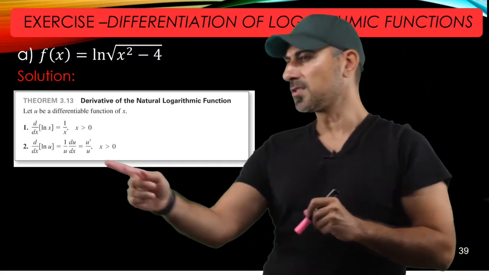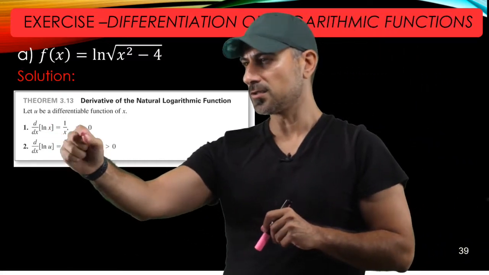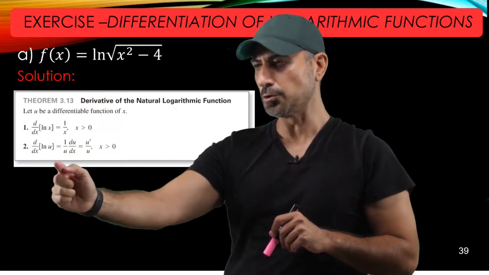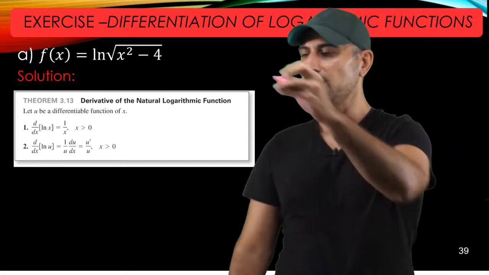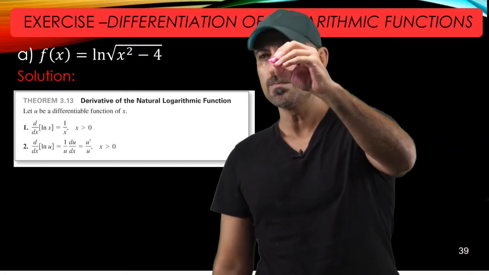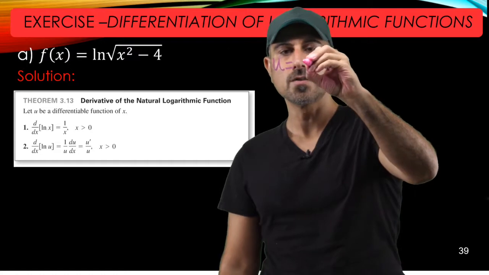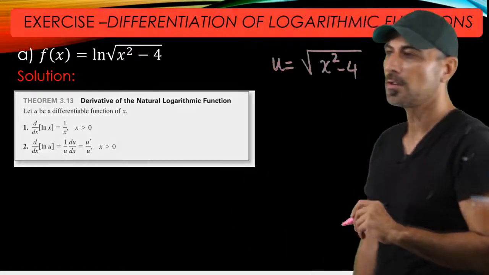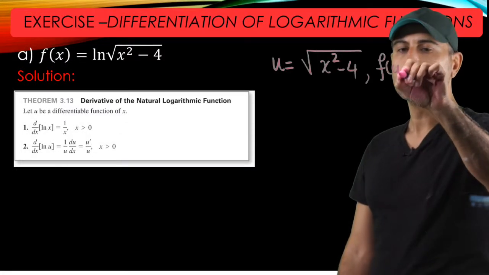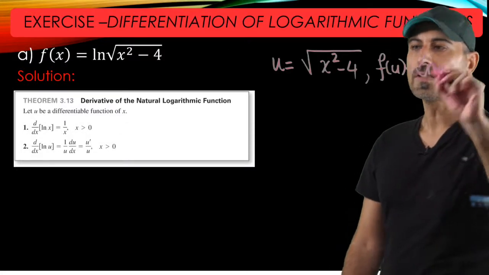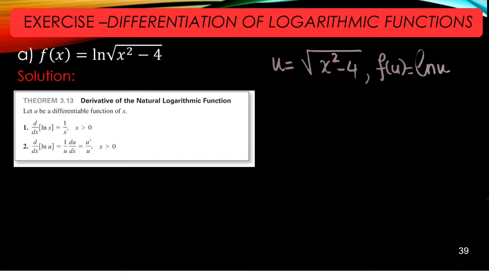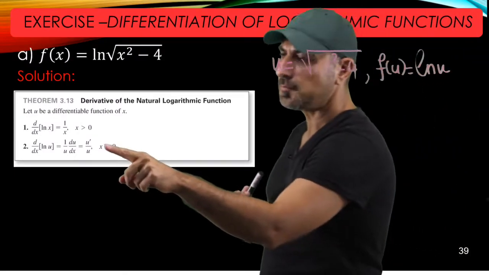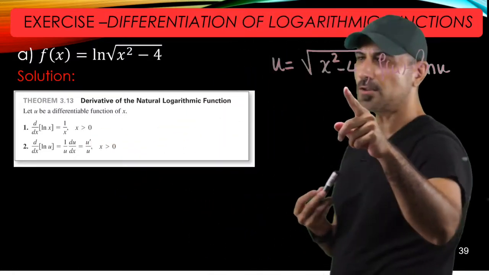Well, first off, this is not ln x, so we don't use that rule. Instead, we use the ln of u rule here, where for this function, u is the square root of x squared minus 4. f of u is just ln u. And in the formula, we need u prime. So first, we're going to find u prime here.